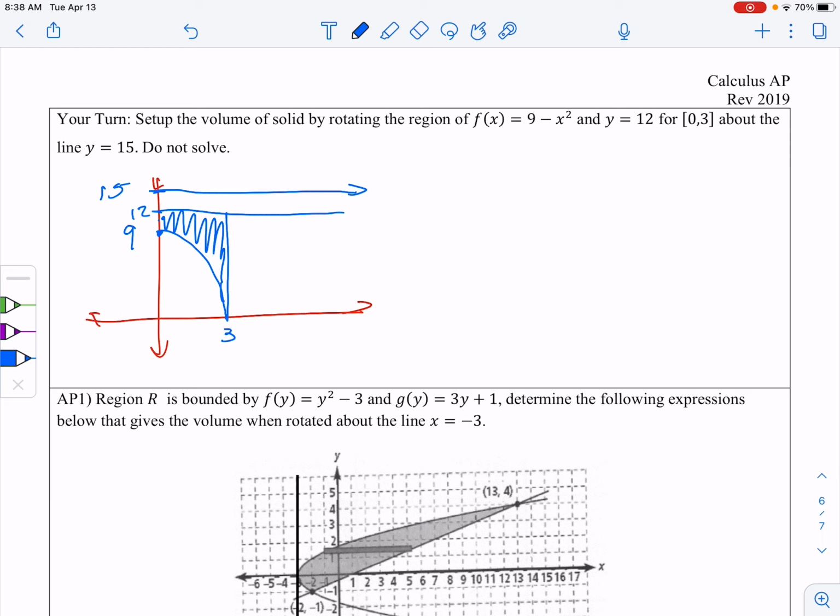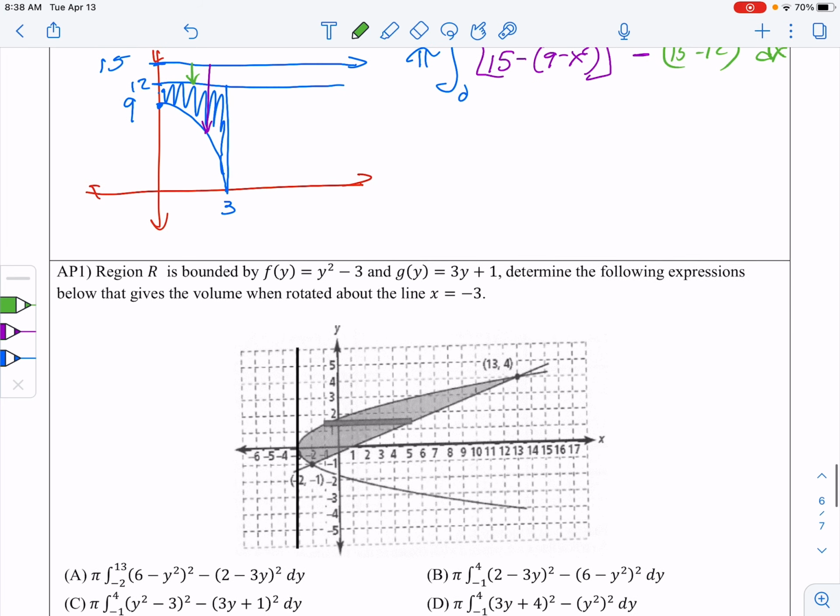The line y equals 15 is parallel to the x-axis, so it's the same. You're integrating in the x direction, so I'm going to integrate from 0 to 3. You have a pi on the outside. My big one is from here to here. Always top minus bottom. Don't worry about the negatives. Top minus bottom: 15 minus 9 minus x squared, minus the little one, which is from here to here, which is 15 minus 12. And you're all done, because all you had to do is set it up.